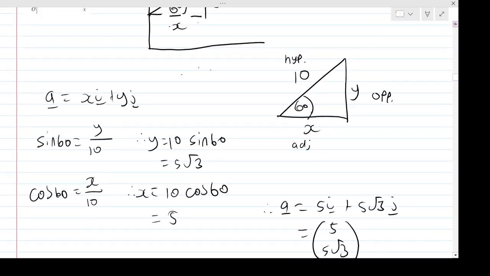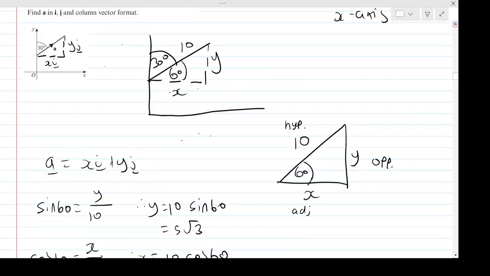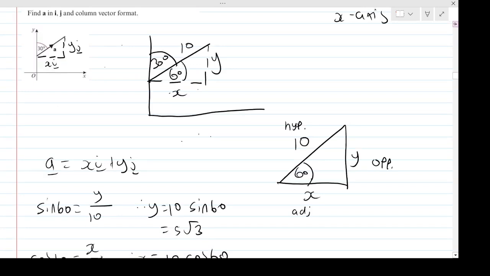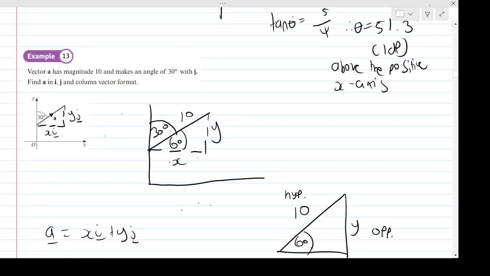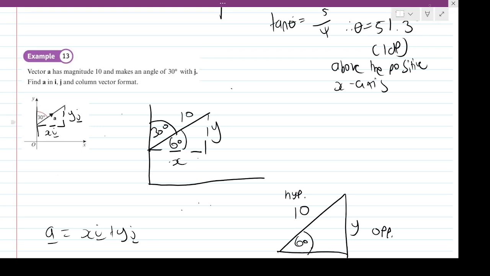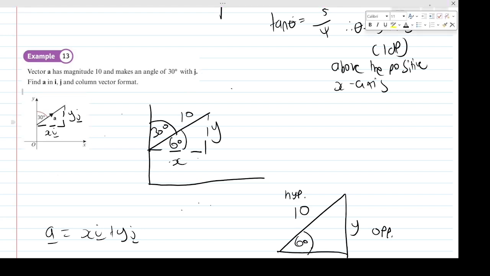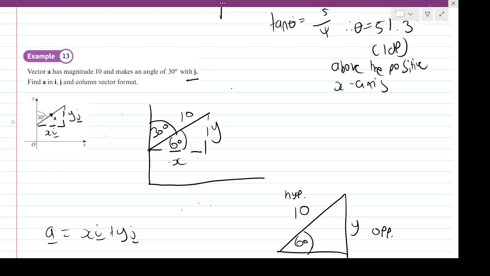Cool. I just want to briefly touch on this because I think it might confuse a bit of people. Specifically, this part of the question here. It's talking about making an angle of 30 with j. Now, this is a bit weird. It didn't say 30 degrees with the y-axis. It said 30 degrees with j, the vector j. That effectively does mean the same thing. It's because remember, j is the y-axis. Remember, j represents the y part.